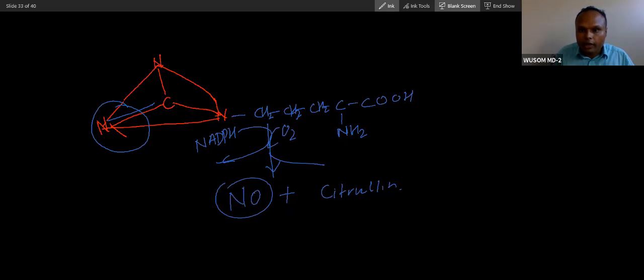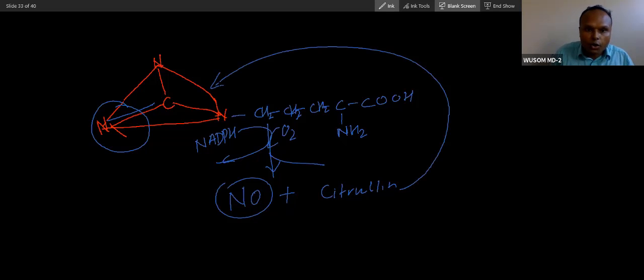Again, citrulline can convert into arginine. You know how citrulline converts into arginine in the urea cycle? Through addition of aspartate, it will convert into arginosuccinate, and then arginosuccinate, after release of fumarate, will convert into arginine. So this is the process of regeneration of arginine.